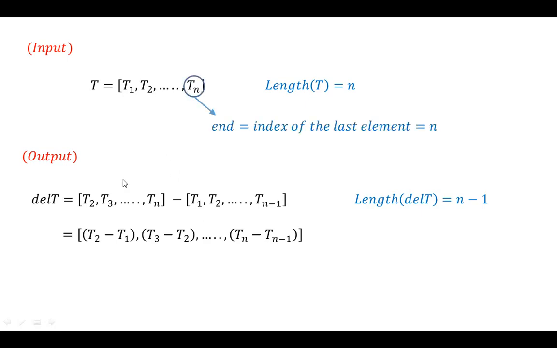Also, we already know from the notes that end means the index of the last element in the vector. So end for the vector T is equal to n. But if we do the same for the vector delta T, end will be equal to n minus 1. So n is equal to the length of the vector. Now let's see how we can do this in MATLAB.